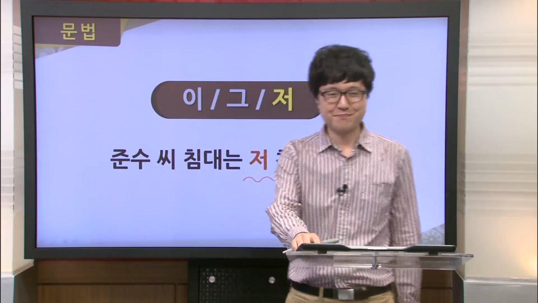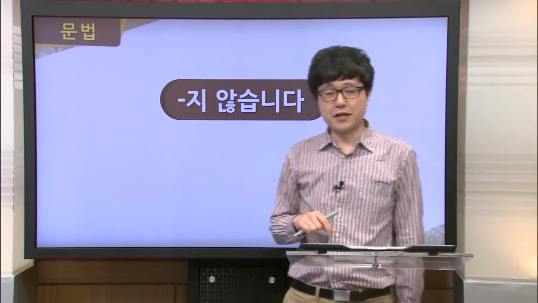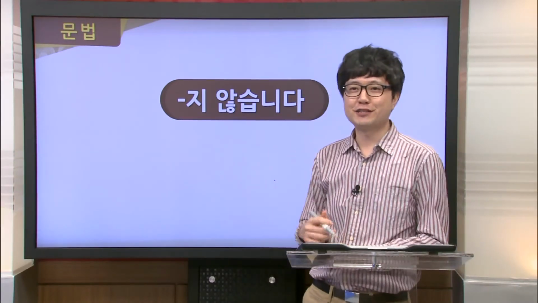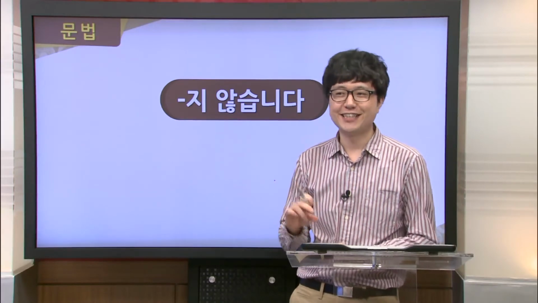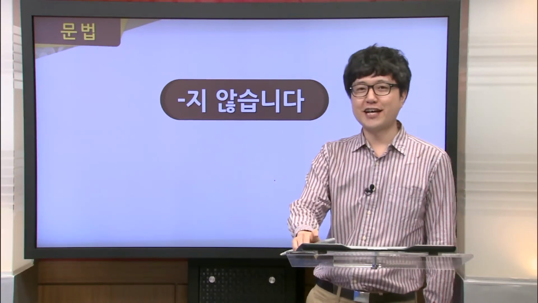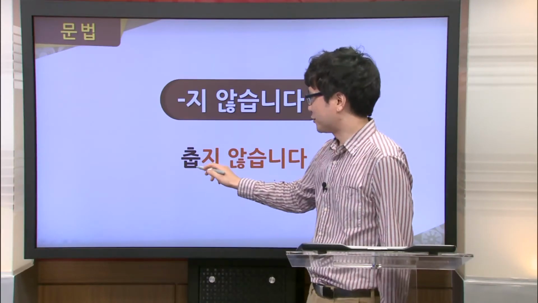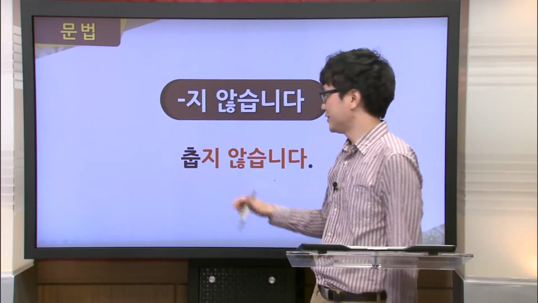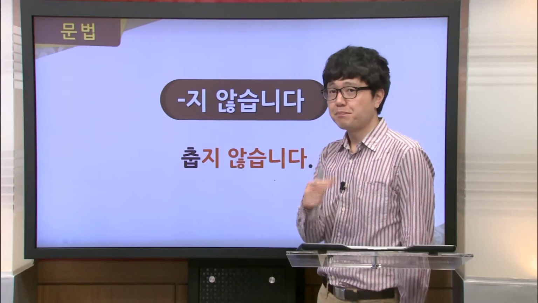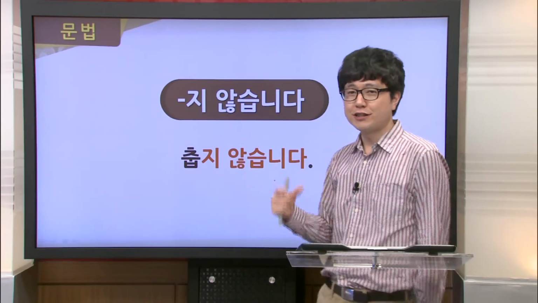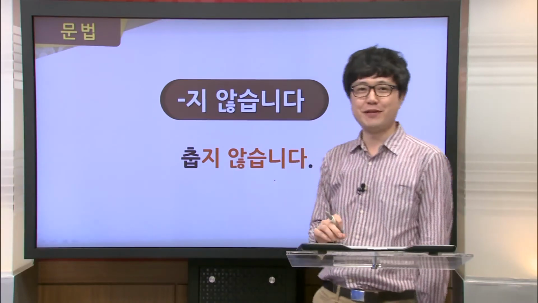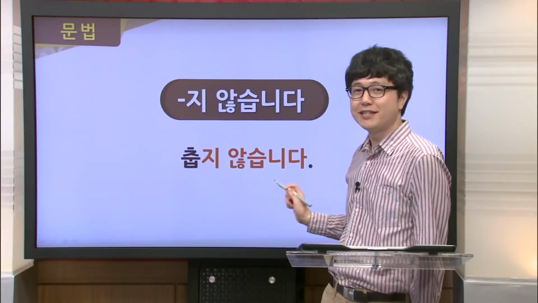Okay, well done. Now, if we go to the next grammatical point here, we have 지 않습니다. So, 지 않습니다 is used to express the negative or that something is not something. So, if we take a look at an example here, we have our 춥다 right here combined with the 않습니다. We know 춥다 means cold, but by attaching this 지 않습니다, it is telling us it is not cold. So, could you please go ahead and repeat after me? 춥지 않습니다.